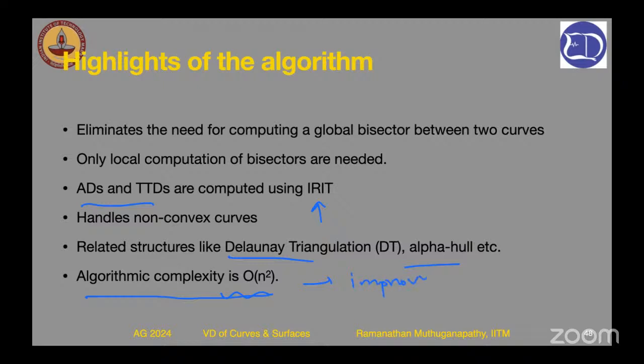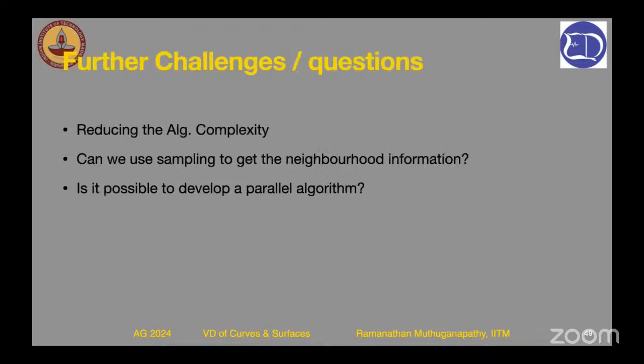That is our next challenge. How do we reduce the algorithmic complexity? We already have O of n squared. Can we do better than O of n squared? Since we are using exact curves, it is still a lot of work. So can we somehow sample the curves, take some sample points, and try that? And then, is it possible to develop a parallel algorithm? These are some of the challenges that we are looking at, or looked at in the recent past.